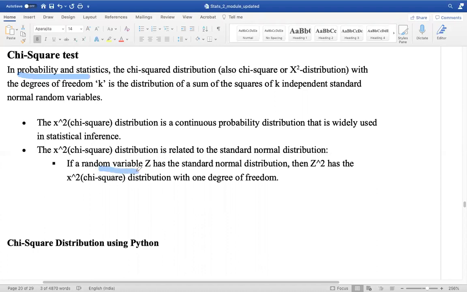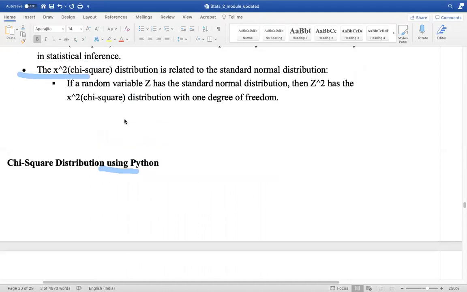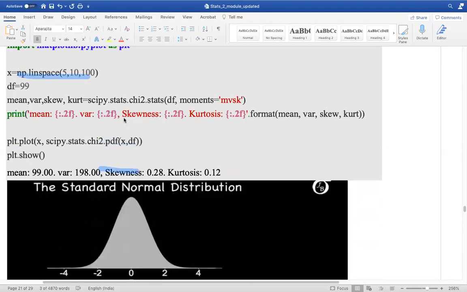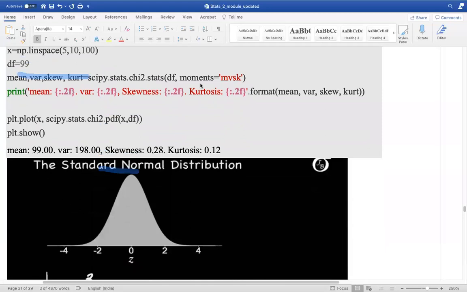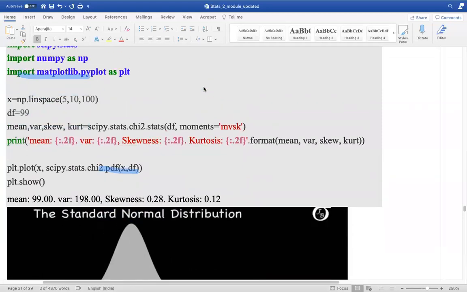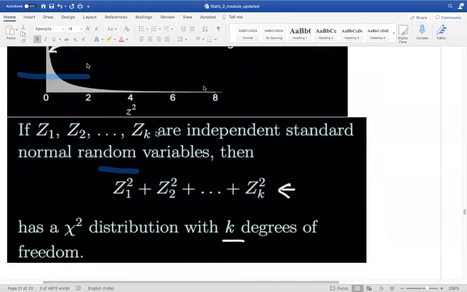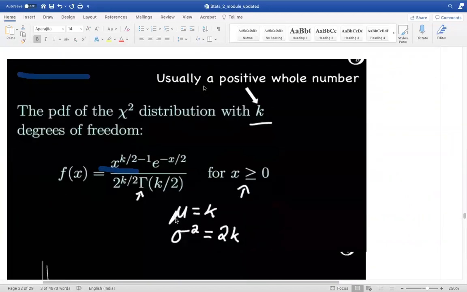If the random variable z has the standard normal distribution, then z squared has a chi-square distribution with 1 degree of freedom. Here, how we can calculate the z squared in a P that we saw over here: for that we have the chi-square stats, we give the degrees of freedom, and with this particular formula we can calculate it.